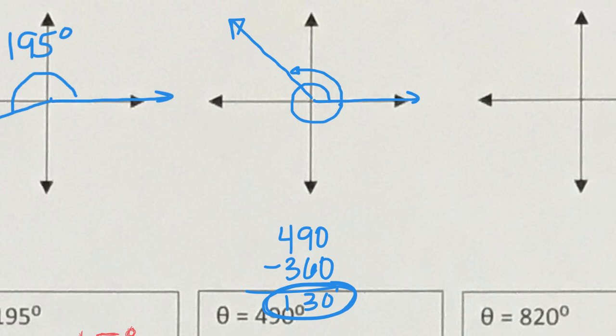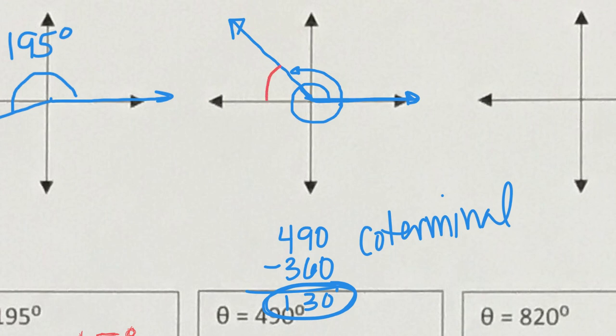If we didn't make your little curly Q down here at the origin, right, we wouldn't know that you've gone around the circle more than once. Okay, so these are called coterminal angles. So 490 degrees and 130 degrees are coterminal angles because they are 360 degrees apart.